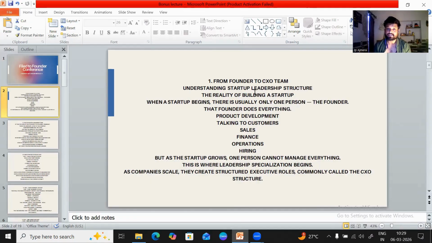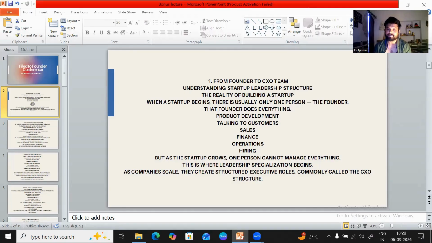So in the initial phase, when starting any startup or venture from scratch, it would be a single person, the founder, who does everything in the company: every operation regarding customers, sales, finance, hiring, and product development itself. Every task will be handled by the one person that is the founder. But as a startup grows, one person cannot manage everything, because with time our startup will grow and the frequency of tasks will increase in number. So one person cannot handle everything.